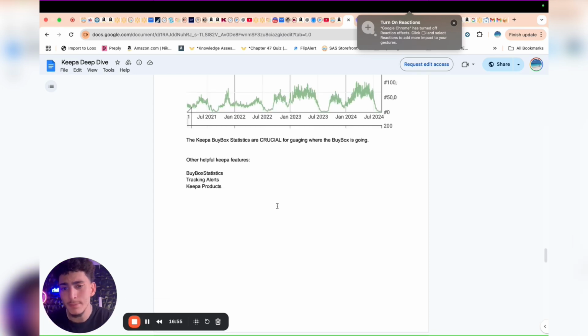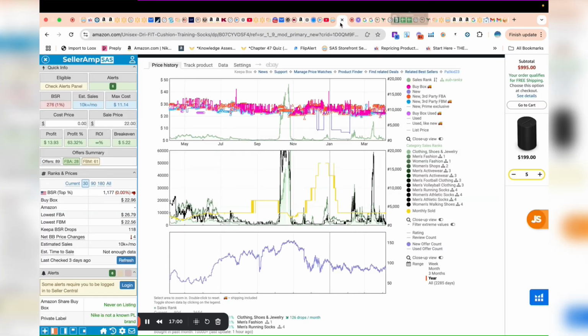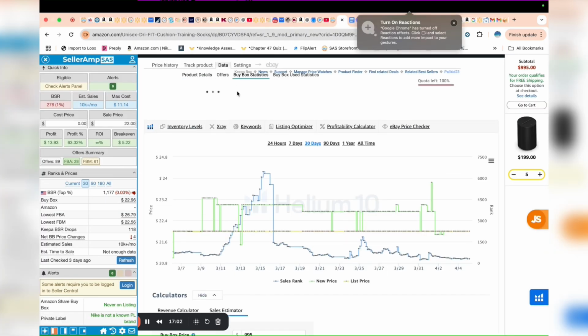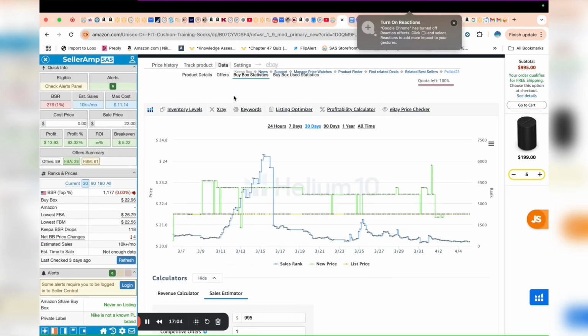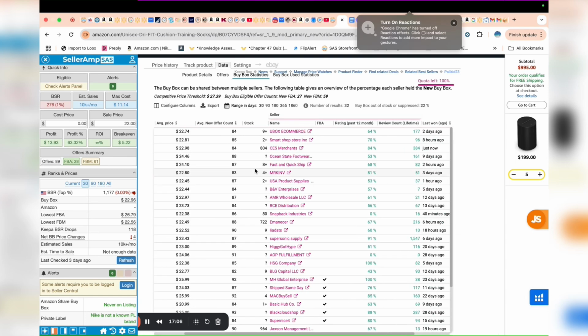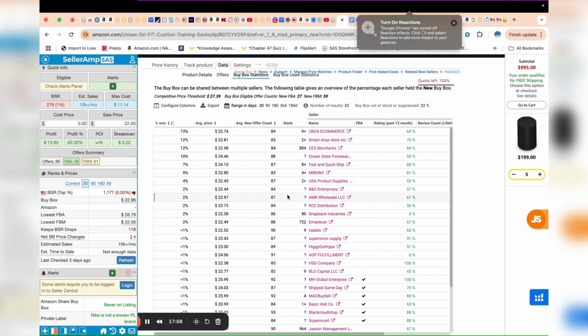I'm going to say the Keepa buy box stats are crucial for gauging where the buy box is going. So just for an example, let's go to data, buy box stats over here real quick. Let me refresh this so it can pull up. This is really going to give you a good idea of where the buy box is going and what percentage of the buy box is being taken at what price, right?